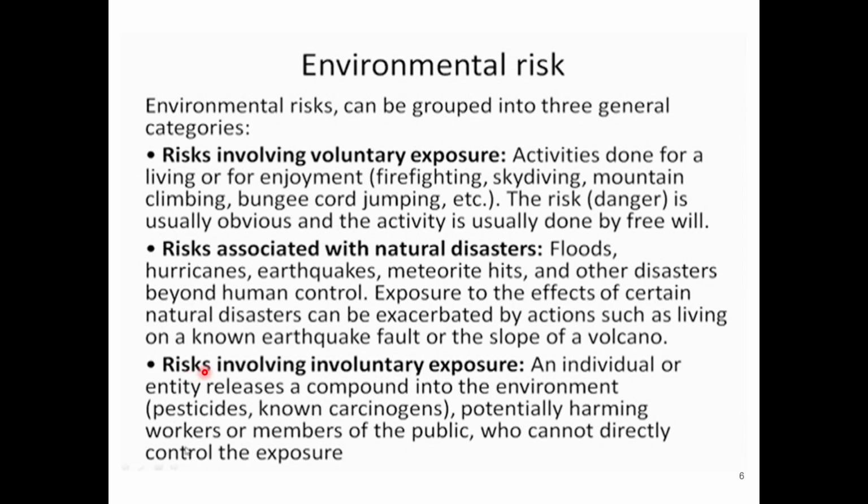And the third risk basically involves involuntary exposure. That is where we cannot directly control the exposure. So it is an individual or entity which releases a compound into the environment, such as pesticides, which are known carcinogens or cancer causing substances. So they can potentially harm workers or members of the public who cannot directly control the exposure. So that is why it is involuntary. So basically there are three types. One is voluntary, one is involuntary, and one is associated with natural disasters. So these are the three types of environmental risk.